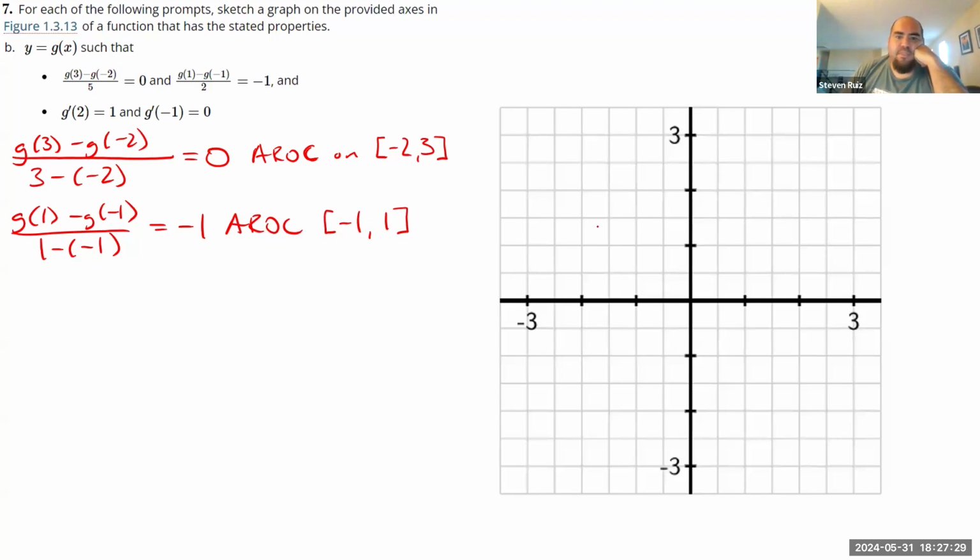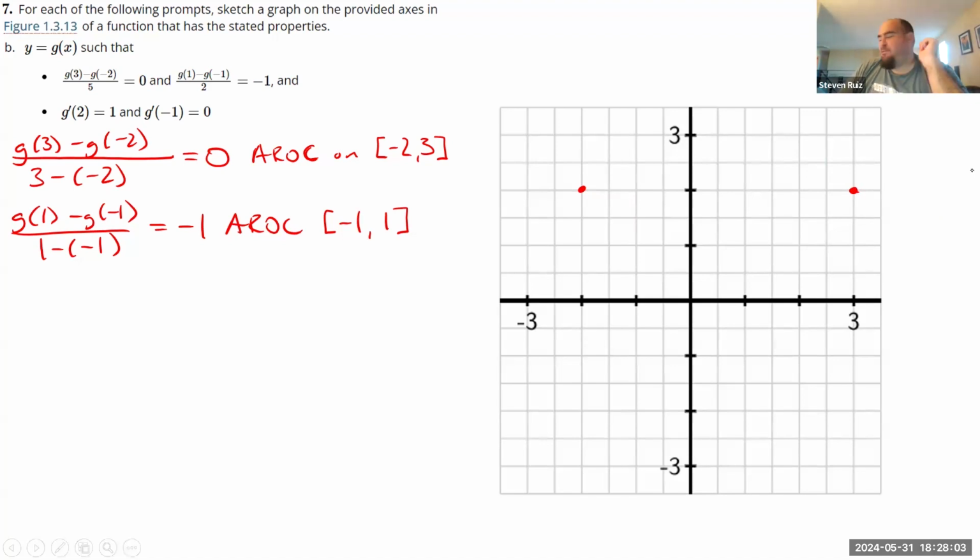Now let's see how we can translate those two pieces of information to a graph. From x equals -2 to x equals 3, I have an average rate of change of 0, which means over that change in x, I'm going to have 0 change in y. Whatever y value I choose at x equals -2, I'm going to have the same y value at x equals 3.